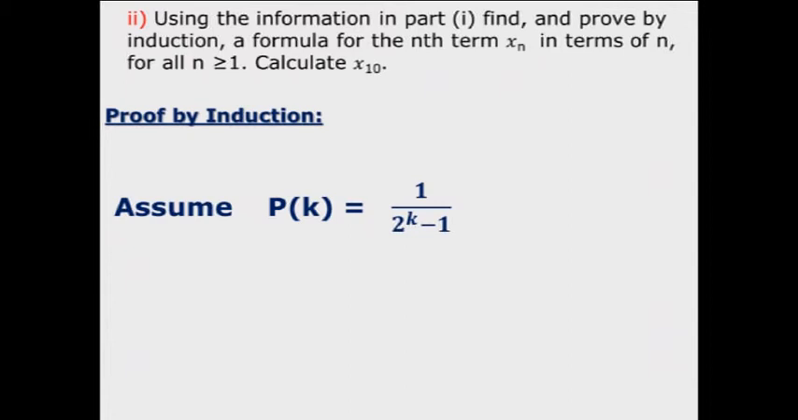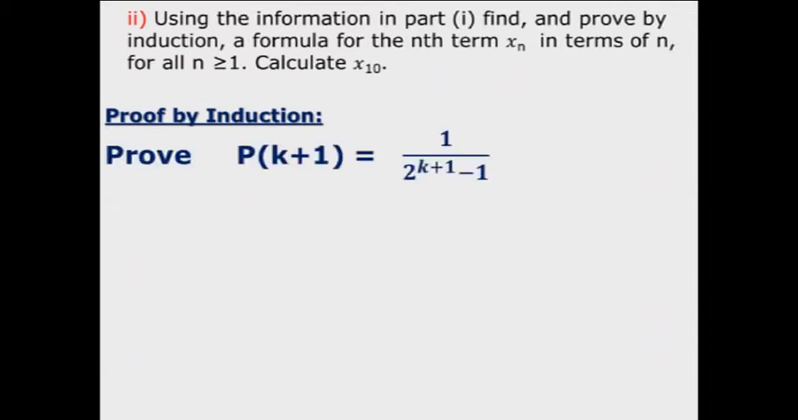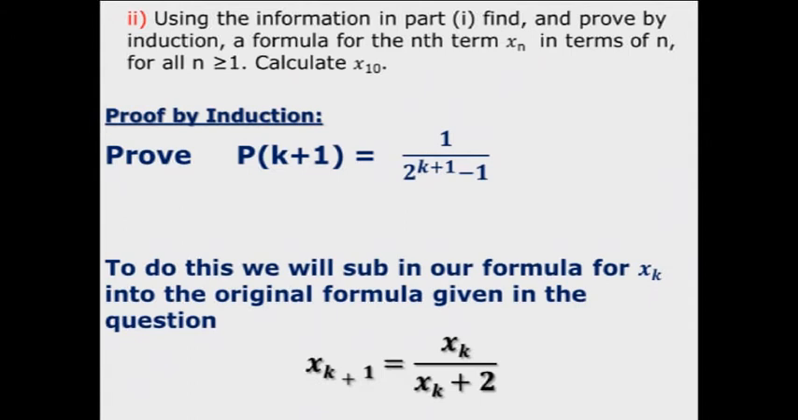When proving by induction, you just assume that P(k) is true, it's taken for granted. So we let P(k) equal 1 all over 2 to the power of k minus 1. But we must prove k plus 1, which is 1 all over 2 to the power of k plus 1 minus 1. So we will sub in our formula for xk into the original formula given in the question.